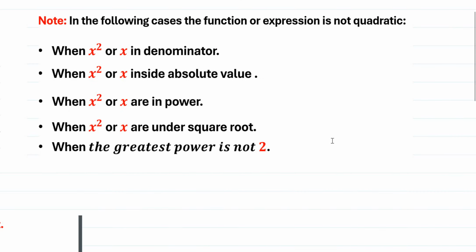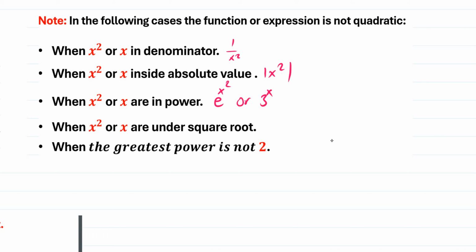We have some important notes, students. In the following cases, the function or the expression is not quadratic. If you have x squared or x in the denominator, suppose 1 over x squared, then this is not quadratic. If you have x or x squared inside absolute value, or even x inside absolute value, this is not quadratic, okay? Or if you have an exponential, like x squared or x in a power, for example, e to the power of x squared, or let's say 3 to the power x. These things are not quadratic.